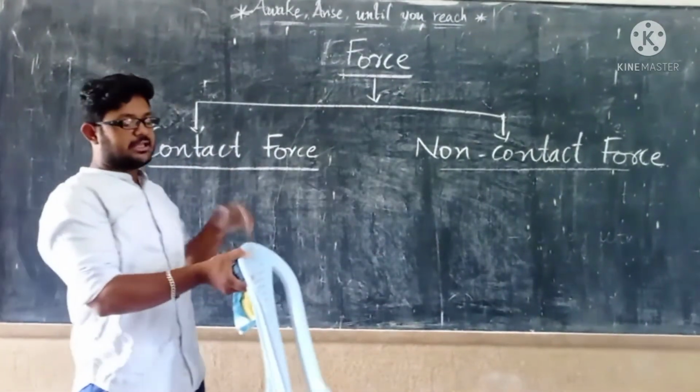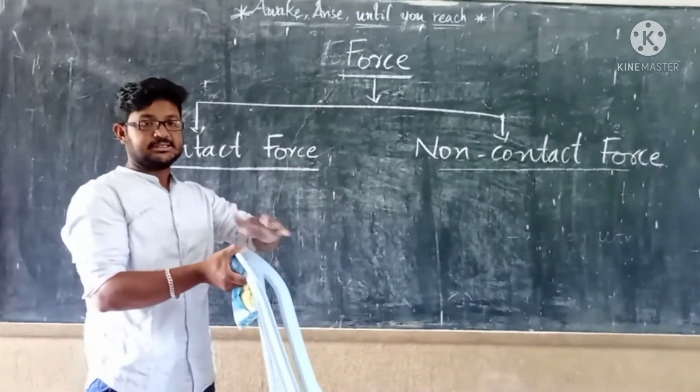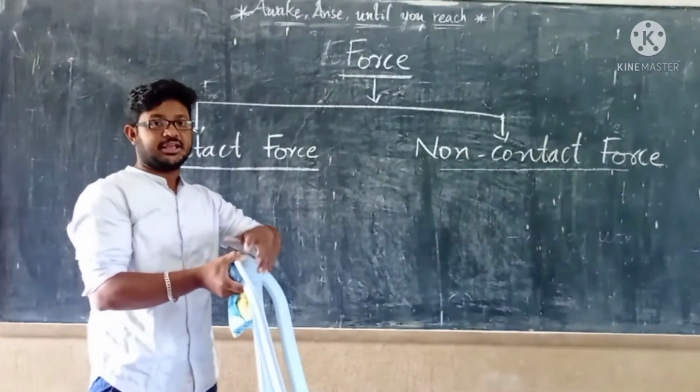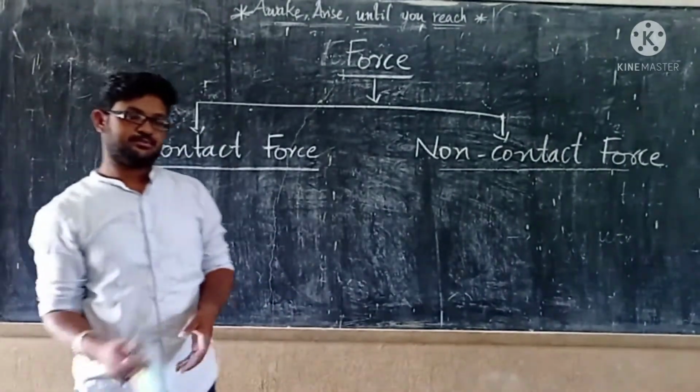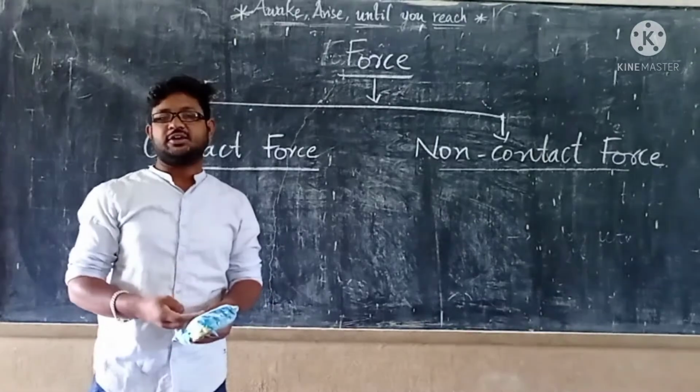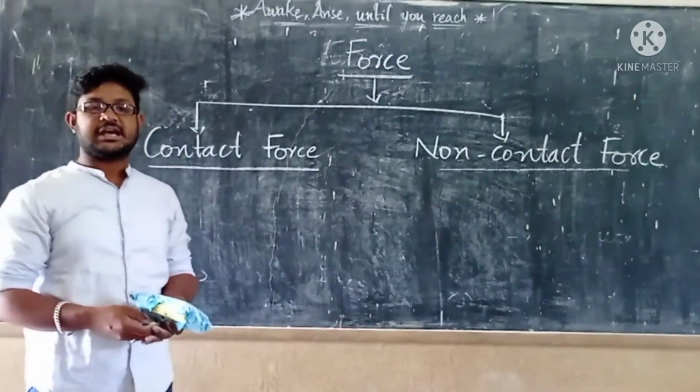If you see here, there is a contact between my hand and the chair. Is it right? There is a contact between my hand and the chair. So that's why here I am using a contact force. Here I am using contact force. Now let's learn how many types of contact forces are there.